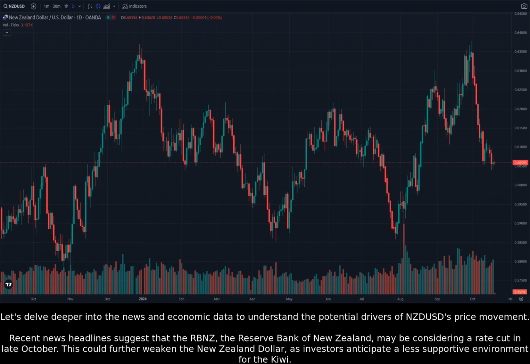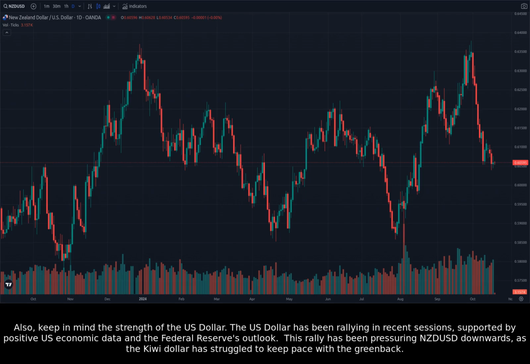Let's delve deeper into the news and economic data to understand the potential drivers of NZDUSD's price movement. Recent news headlines suggest that the RBNZ, the Reserve Bank of New Zealand, may be considering a rate cut in late October. This could further weaken the New Zealand dollar, as investors anticipate a less supportive environment for the Kiwi. Also, keep in mind the strength of the US dollar. The US dollar has been rallying in recent sessions, supported by positive US economic data and the Federal Reserve's outlook. This rally has been pressuring NZDUSD downwards, as the Kiwi dollar has struggled to keep pace with the greenback.